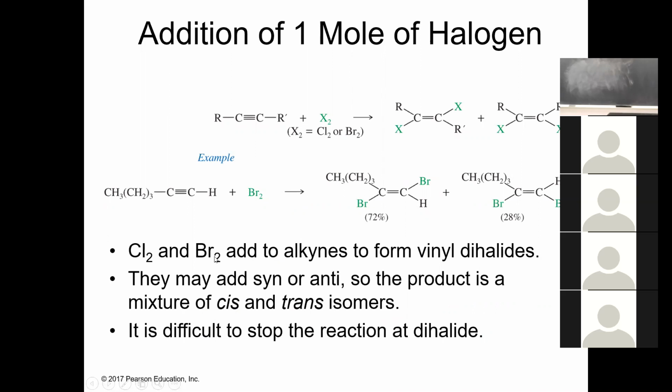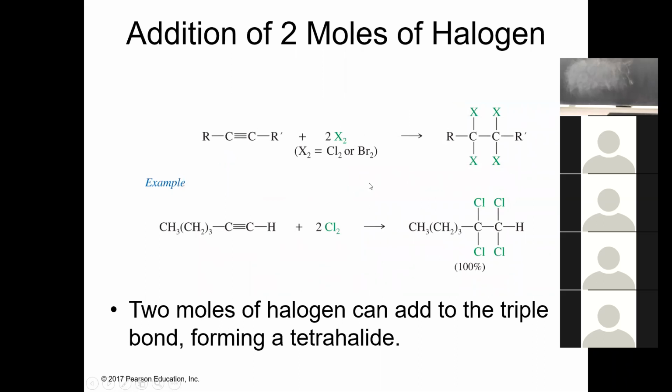Chlorine and bromine can add to alkynes to form vinyl dihalides. They may add cis, syn, or anti, so the product is a mixture of cis and trans isomers. It is often difficult to stop at just one addition. In other words, this has a double bond, so it can actually add another equivalent. If we use 2 moles, then it goes all the way to the tetrahalide.